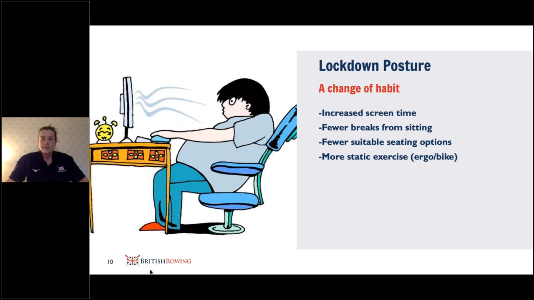And there's fewer suitable seating options. I know that a lot of people who have gone from working in an office environment, which is a pretty good setup, don't have that setup at home. So we're changing those seating options as well. And certainly we're not in boats at the moment, so there's more static exercise happening. So just think about the impact of that on us as athletes and on the athletes that we work with as coaches as well.